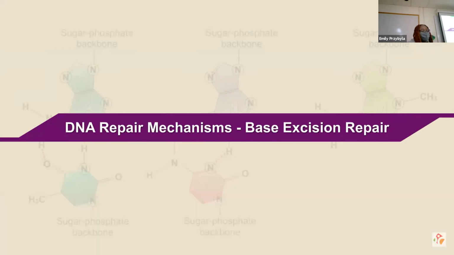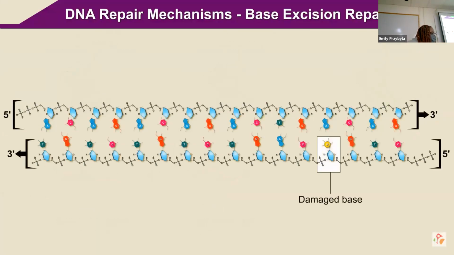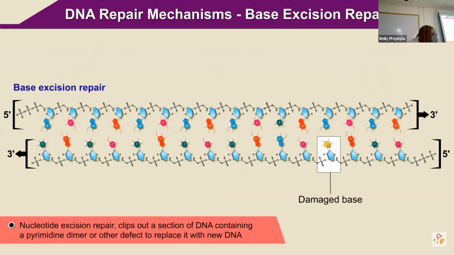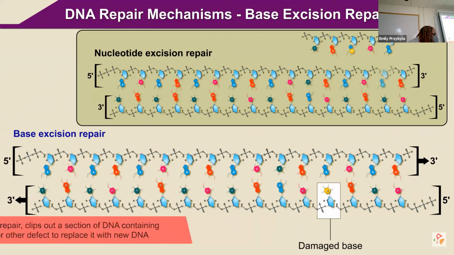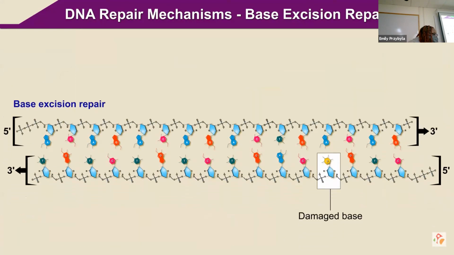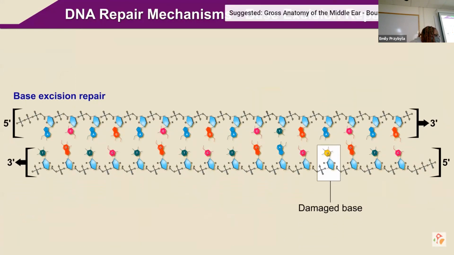Some damaged DNA bases are repaired by a system called base excision repair. Base excision repair works differently from nucleotide excision repair, which clips out a section of DNA containing a pyrimidine dimer or other defect and replaces it with new DNA. Base excision repair acts on other kinds of defective DNA.